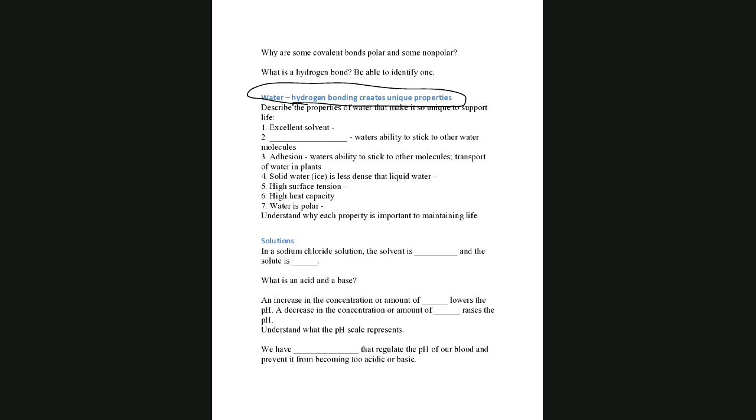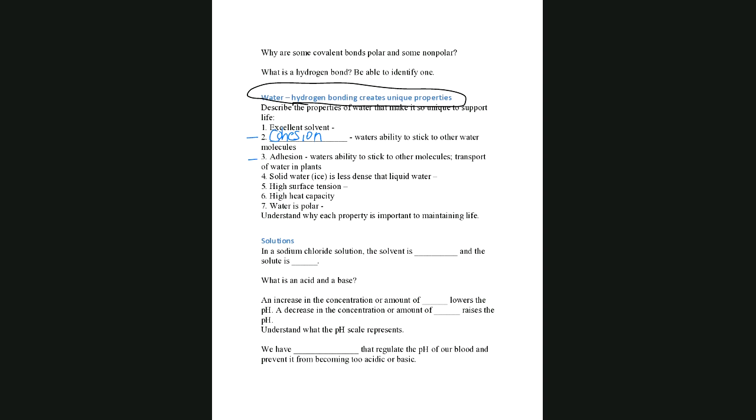Number two we want to talk about is cohesion. Okay. Water has cohesion. Cohesion means water's ability to stick to other water molecules. Adhesion is water's ability to stick to other types of molecules. And it is cohesion and adhesion that allows water to be drawn up from the roots of plants, up the stem, out to all the leaves.